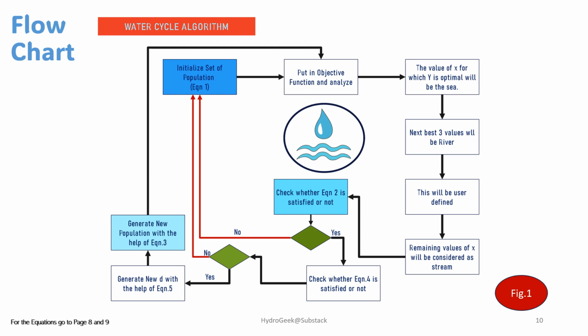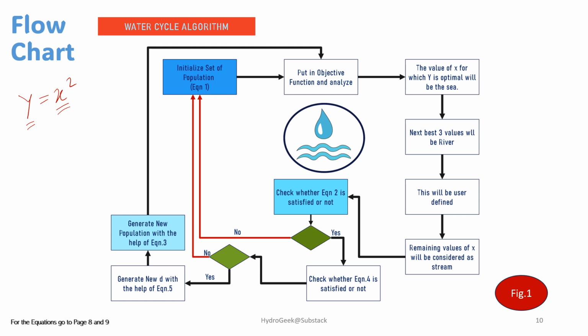The first step is to initialize with a set of random population. Say for example, we have to generate a certain number of x values. The objective equation is y is equal to x squared. So we have to generate different values of x and note the value of y. As this is a minimization problem, the lesser the value of y, the more optimal the equation is.